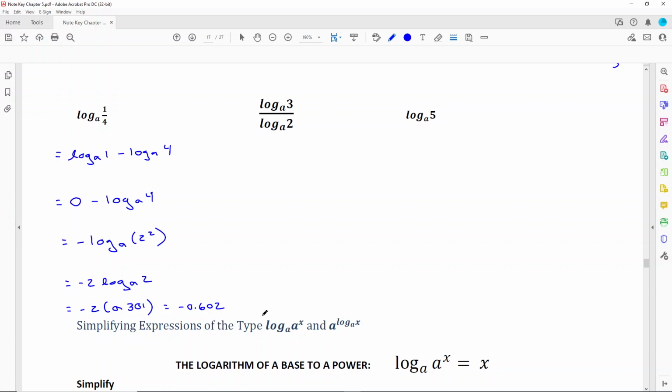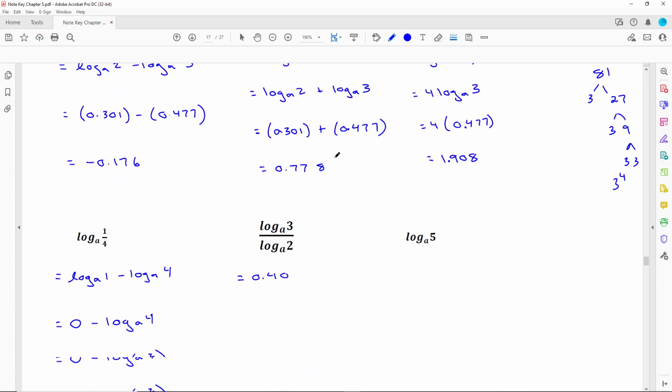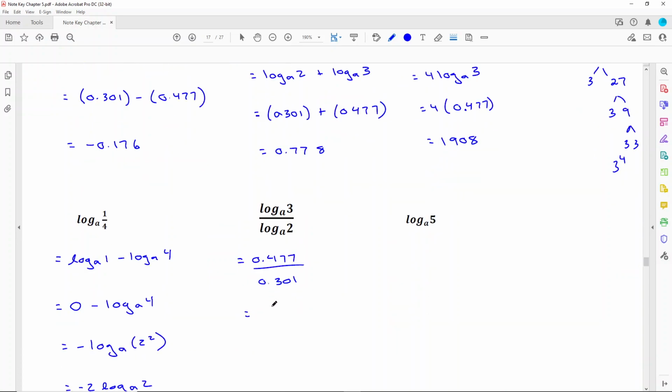All right. What about this next one? Well, if you tried this already, did you notice that it was already log to the base a of 3 over log to the base a of 2? So right away, you should just go 0.4... I've forgotten what it is. Oh, 0.477 is log to the base a of 3. Log to the base a of 2 is decimal 0.301. I wanted to double check. Yep. And then I can do the division. So I've got decimal 0.477 divided by decimal 0.301, and I get 1 decimal.